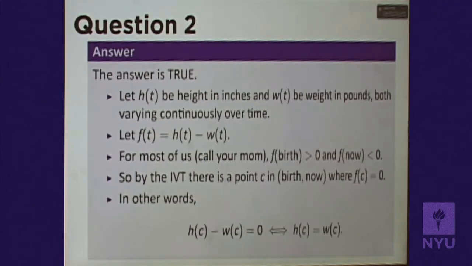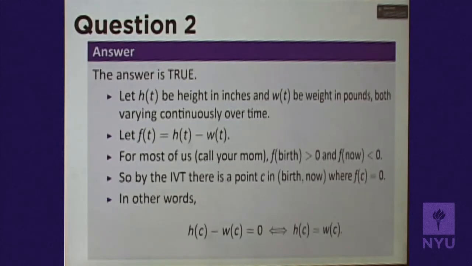Now, your mom also knows how much you weighed when you were born. And if you take your length in inches, subtract from it your weight in pounds, you will get, I assure you, a positive number. And we all now know how tall we are, and we probably have a good idea of how much we weigh in pounds. And if we subtract those two, I guarantee you we will all get a negative number. So what that means is this function f, the difference between height and weight, is positive at one point in time, our birth, and is negative at another point in time, right now.